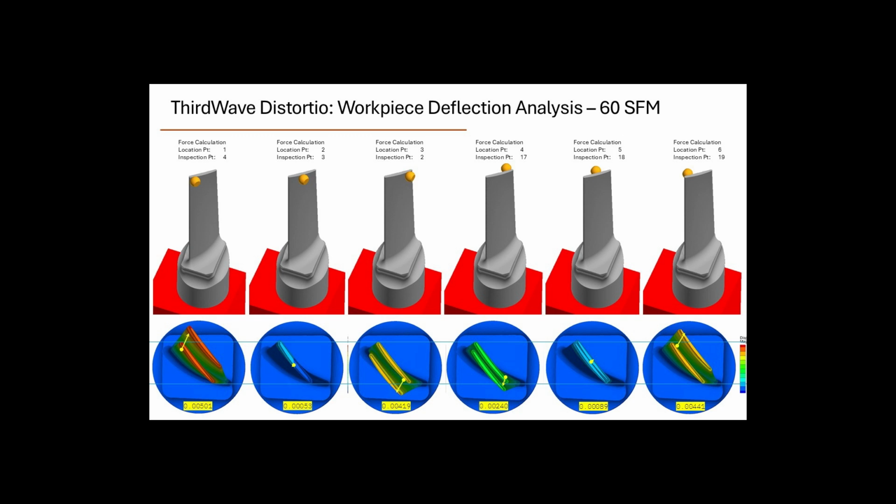With those cutting forces, we can then calculate distortion on the part. If we take those cutting forces at a specific point in time, and those points in time being these points that I'm showing up here, and give that force information, that force profile, to Distortio, that can then run distortion analysis. So what we're seeing here at the bottom is the results of the distortion analysis.